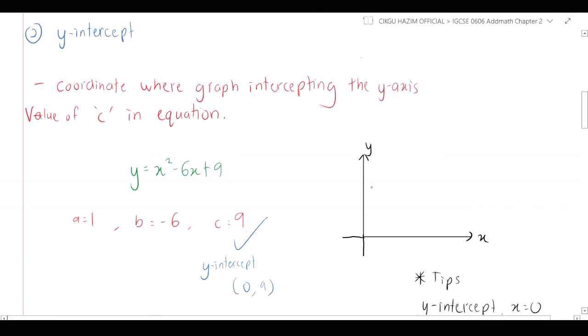So where is 0 and 9? Try to sketch it, maybe it's here. So maybe this is 9 here, the coordinate here is 0 and 9. So the graph must be smiling because a is equal to +1, and it must have the y-intercept of 9 here. That's how we do it. Here I'm just showing you that the coordinate at the y-intercept must be 0 and 9. So that's how you understand. It's quite simple. Remember, y-intercept is equal to the c value.